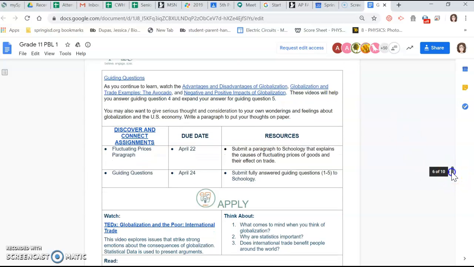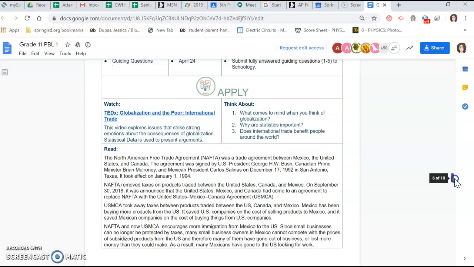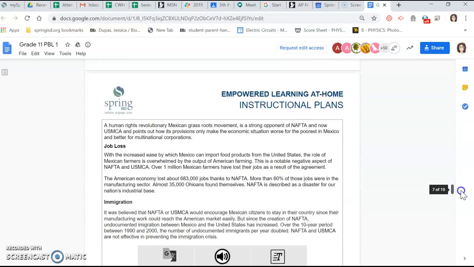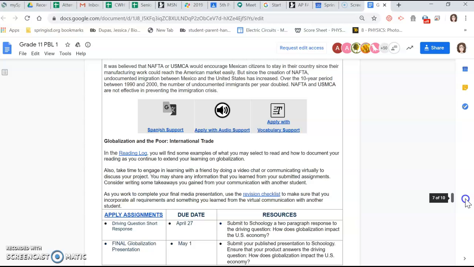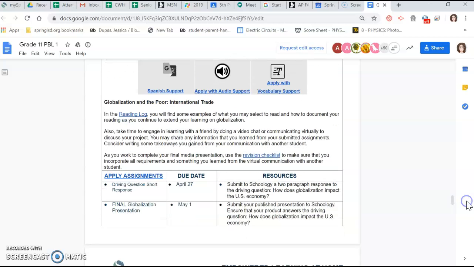Just to go over what comes next. In the final week, the two assignments that you're going to be responsible for are: you're going to submit a two paragraph response to the driving question, how does globalization impact the U.S. economy? And then you're also going to submit your published presentation. Remember that published presentation can be a video, a TikTok. It can be anything where you are answering the driving question.